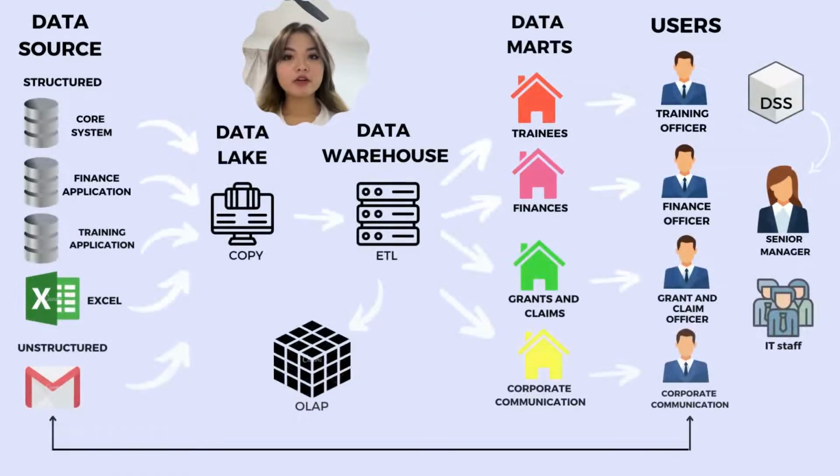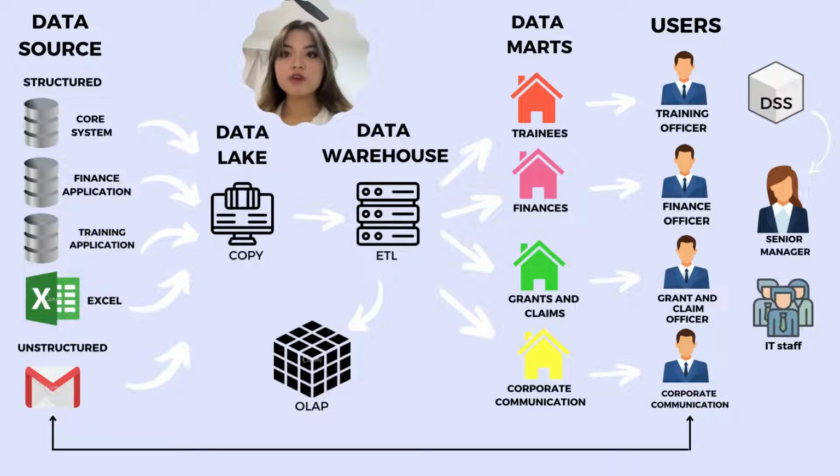Next, I will be explaining the data architecture diagram. As we can see, the data sources are the first part of the architecture diagram. Company A handles 4 types of data, which are the core system, finance application, training application, and social listening platform. The social listening platform has email, which is unstructured data, and Excel, which is structured data. Corporate communication uses data from the social listening platform.